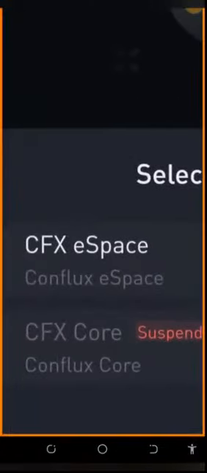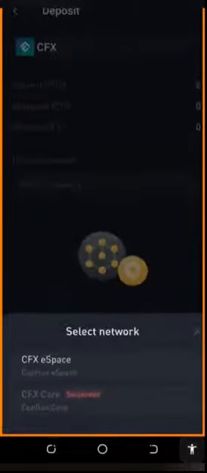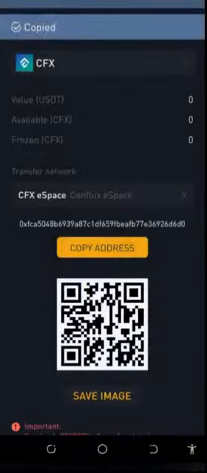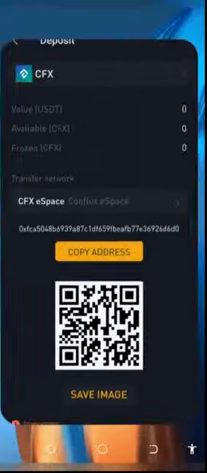Okay, what are we seeing here? We're seeing Conflux eSpace. We're seeing Conflux Core. Conflux Core is suspended while Conflux eSpace is available. Okay, so now let's just check this out. I'm going to do a little test to be sure because I'm not even sure which one. I'm just copying this address, right? Well, but before I copy it, let me go and check.